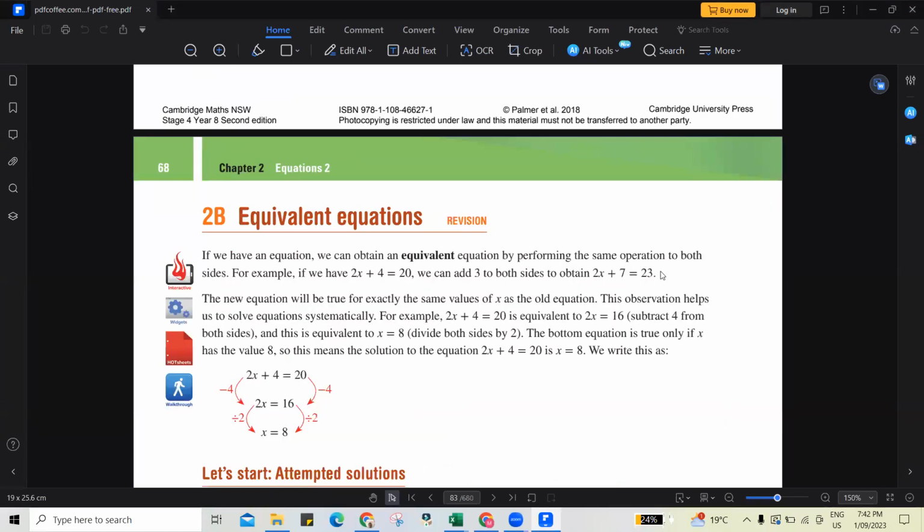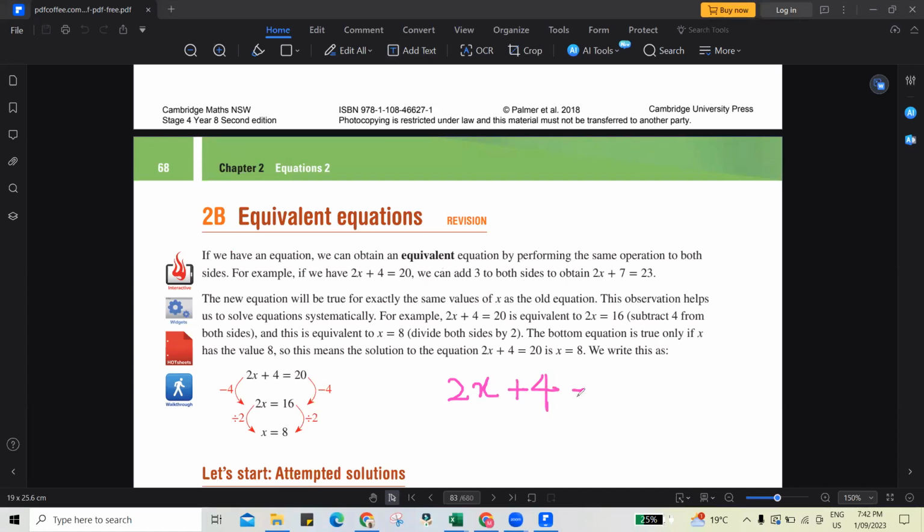Yeah, this topic, equivalent equation. If you have any equation, we can obtain an equivalent equation by performing the same operation on both sides, left and right. Seesaw, you know, we said last time. If you do something for the left, you have to do the same thing for the right. This example, 2x plus 4 equals 20, right? Write the heading and write down this example.